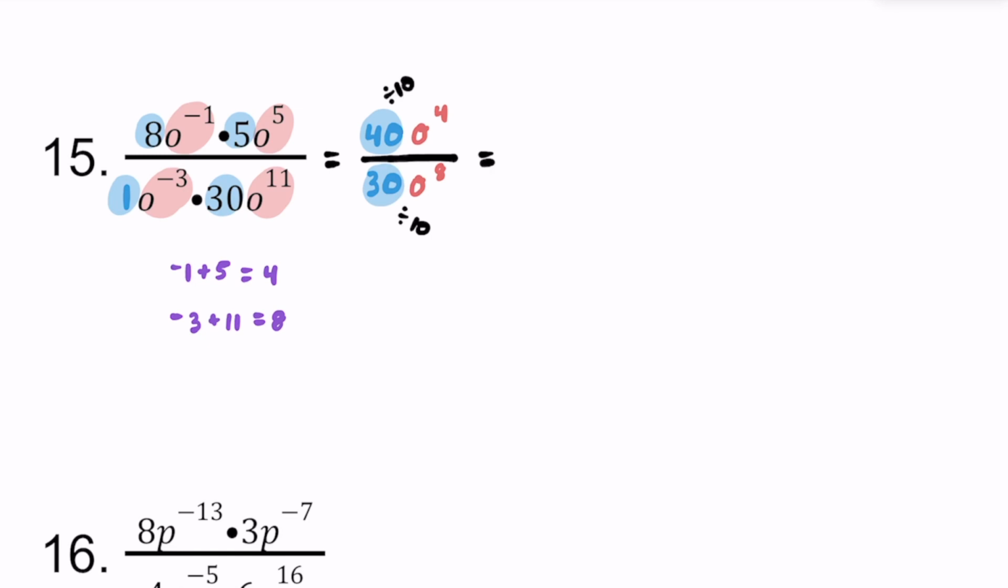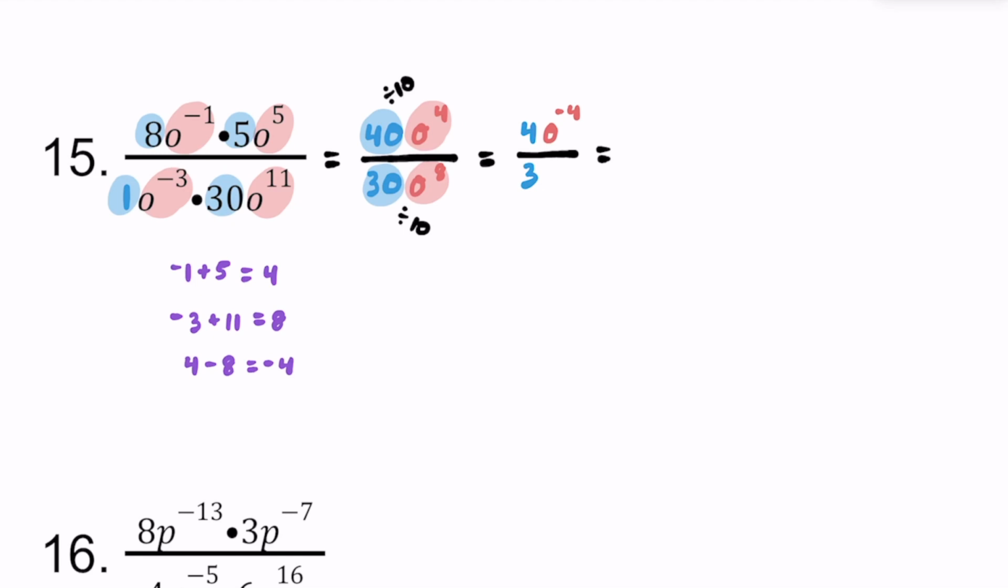So 40 divided by 10 on top, that's going to be 4. And then 30 divided by 10 on bottom is going to be a 3. And then moving on to these powers here, we're going to use that quotient rule. So it's going to be this 4 minus 8. We can subtract those exponents, right? So 4 minus 8 is going to be 4 plus negative 8, and that's just going to be a negative 4. So using that quotient property, this is going to be O to the negative 4th power.